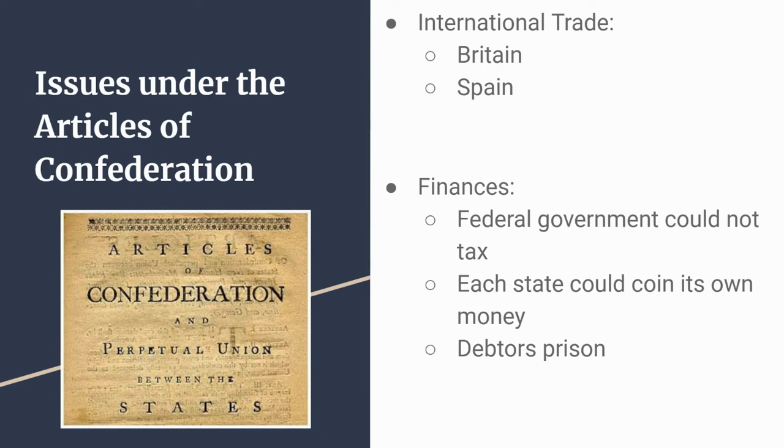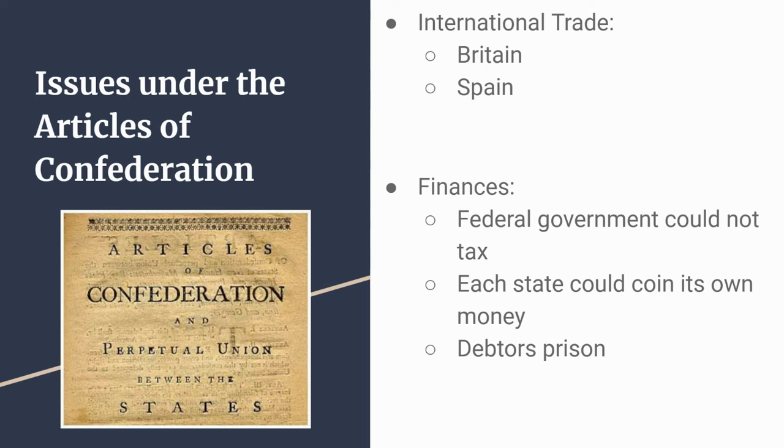Another issue is finances. Our Confederation is what we call the federal government or the central government, right? That's what today we would think of like Washington, D.C. But back then, the federal government under the Articles of Confederation could not tax anybody. So that means the central government does not have a lot of revenue. I mean, imagine if there were no taxes from the central government. It'd be tough for them to do a lot of the things that we think of the government as doing.